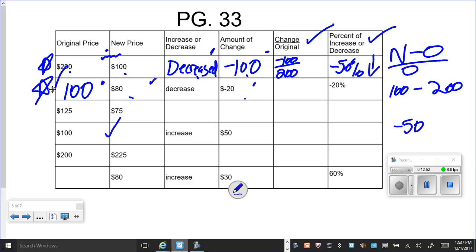Now we can move on to our other missing piece of information, which is simply taking this column and placing it over the original price. So let's see. We have negative 20 over 100. All right, there you go.